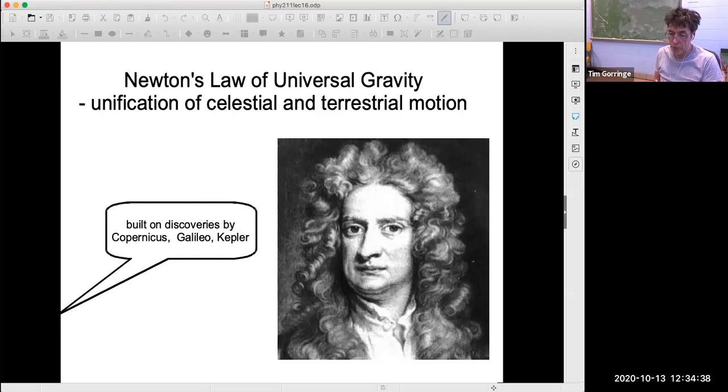For example, it's built on Copernicus's shoulders and his understanding that the Earth revolves around the sun. It's built on Galileo's shoulders and his understanding of falling bodies, falling with an acceleration of 9.8 meters per second squared, and other scientists too. And so it's Newton's law of universal gravity. It's his unification of celestial and terrestrial motion, but it's built on the work of others, like science is always built on the work of others.